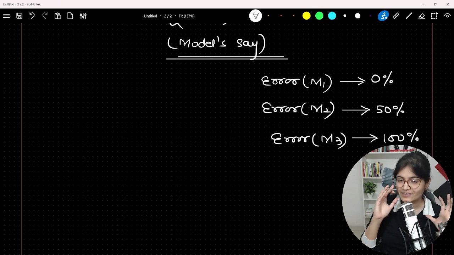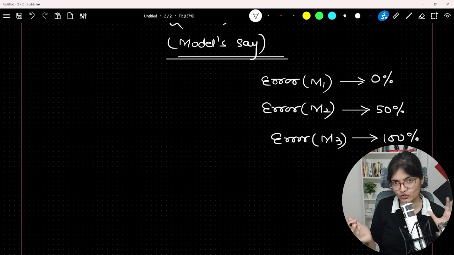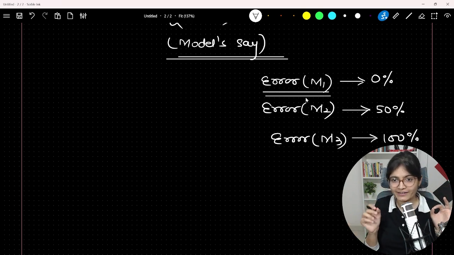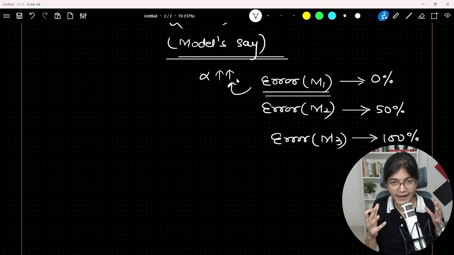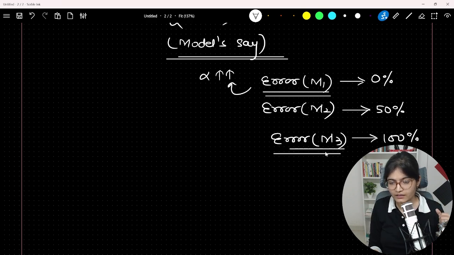So the alpha value is inversely proportional to error. For the model M1, which has a lower error, the value of alpha is very high, meaning that the model's say is very high. For the model which has the highest error, the value of alpha will be very low, meaning it is a negative quantity, right?